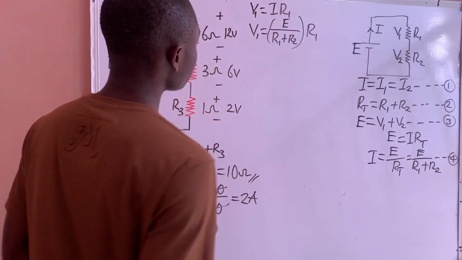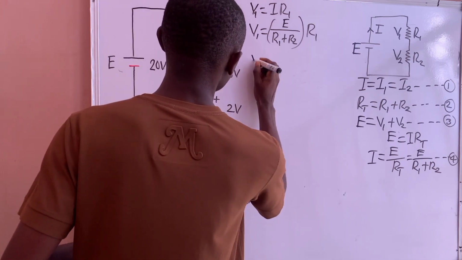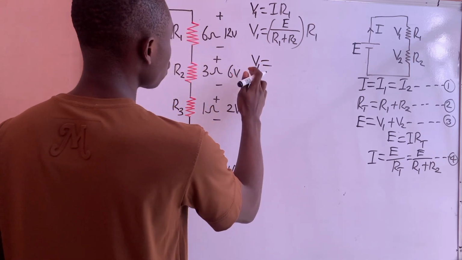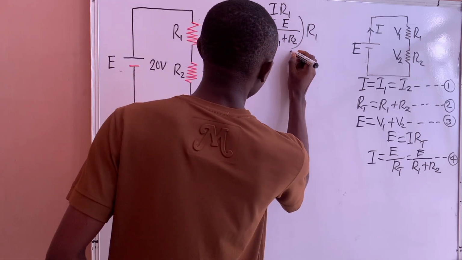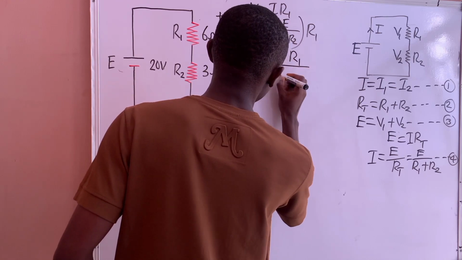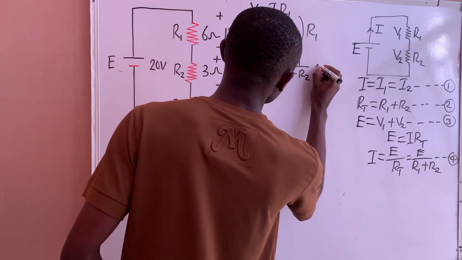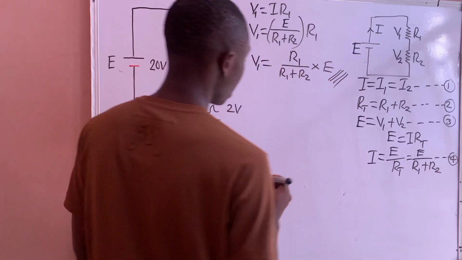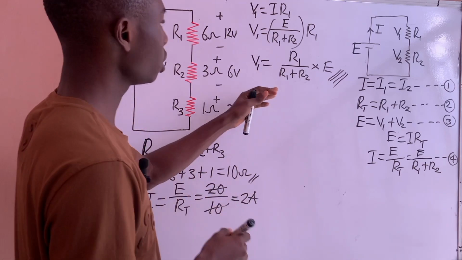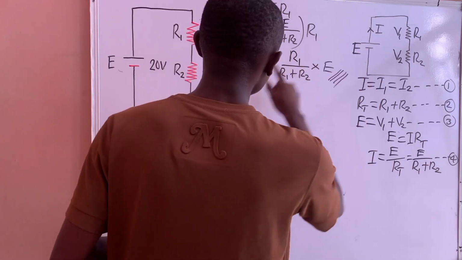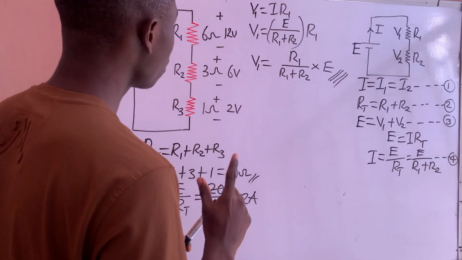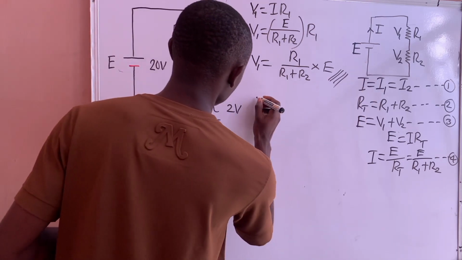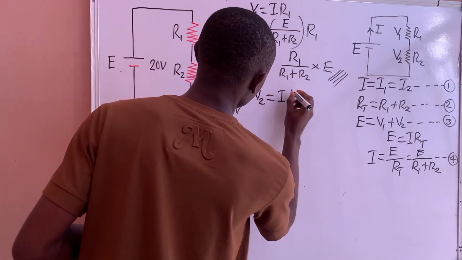So now this equation is the same thing as V1 equals R1 over R1 plus R2, multiplied by E, since we are dealing with the voltage across R1. This is the formula we will use to find the voltage that drops across R1, which is V1. Then the voltage that drops across resistor R2, V2, from Ohm's law, will be equal to I times R2.